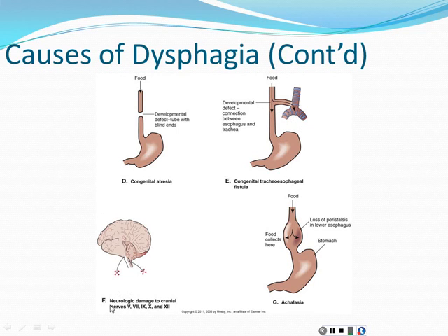Neurologic damage. Swallowing involves cranial nerves 5, 7, 9, 10, and 12.